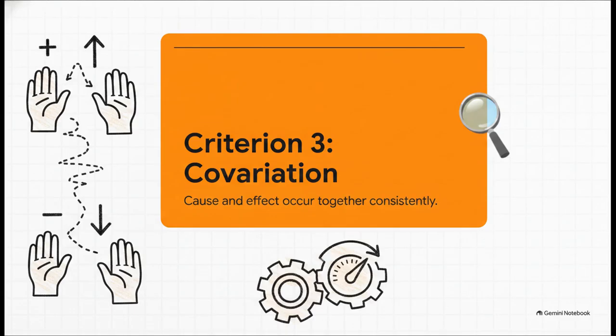Cause and effect must occur together consistently. Basically, they covary. When the cause is present, you should see the effect. When the cause is absent, the effect should disappear. Plus, if you turn up the dial on the cause, making it stronger, you should see a correspondingly stronger effect. It's like they're locked in a dance together.